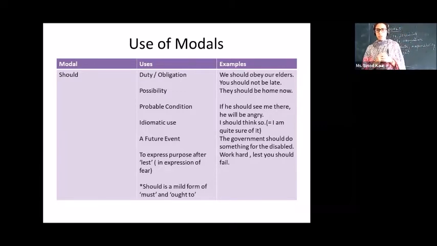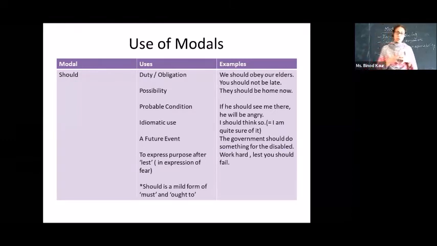Possibility. You should be home now. Probable condition. If he should see me there, he will be angry. Idiomatic, made from idioms. Idiomatic expression. I should think so. I'm quite sure of it, which means I'm quite sure of it.